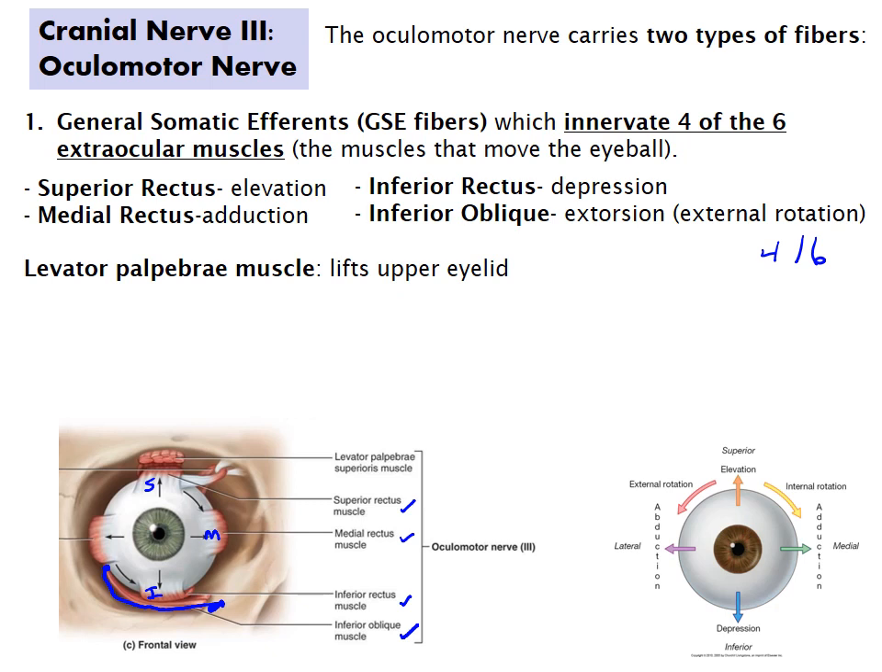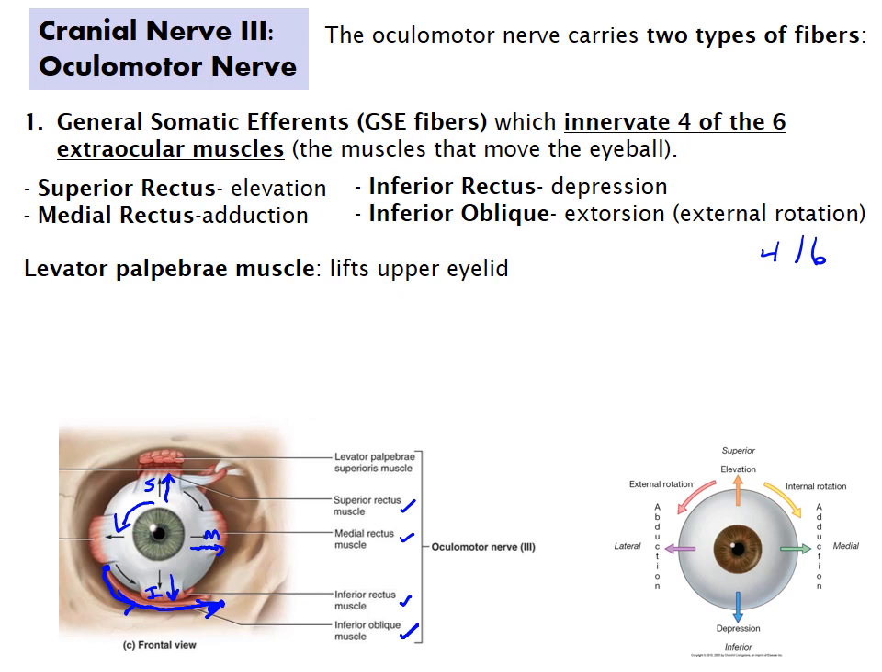So as you might imagine, if the superior rectus contracts or shortens, it's going to pull the eye that way. So it's going to elevate the eye or help you to look up. The medial rectus will help you look in. The inferior rectus will help you look down or depress the eye. Then the inferior oblique is a little hard to appreciate, but if it contracts, it's going to pull that way. And so the eyeball will rotate out. That's called extorsion or external rotation.